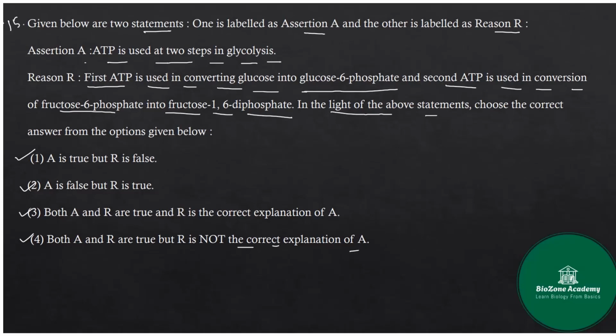So the assertion, I repeat, ATP is used at two steps in glycolysis. Reason is the first ATP is used in converting glucose into glucose 6-phosphate and the second ATP is used for the conversion of fructose 6-phosphate to fructose 1,6-diphosphate. So the correct option is both assertion and reason are true. Reason is the correct explanation of assertion.